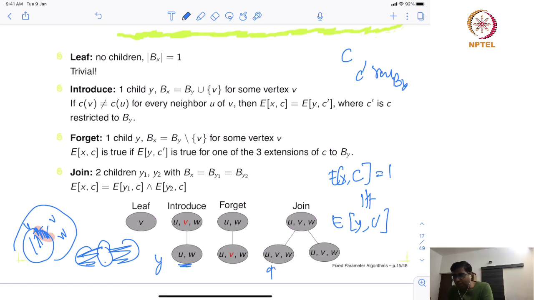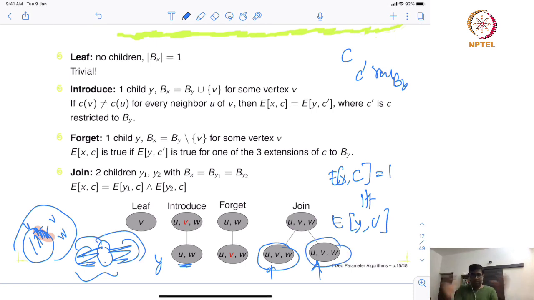Does the other child with the same C evaluate to true? If it evaluates to true, then I know I have a 3 coloring for the whole graph. So there is a 3 coloring of the whole graph if and only if there is a 3 coloring of the left side given here and a 3 coloring of the right side given here, stored. So if both of them are 1, then I know there is a 3 coloring for the join node, and that's it. And we can actually formally prove some of these things.